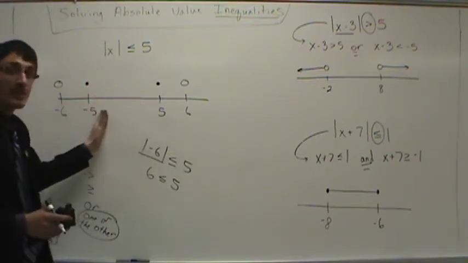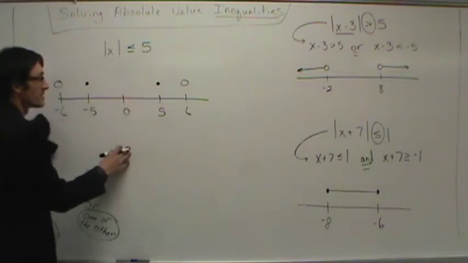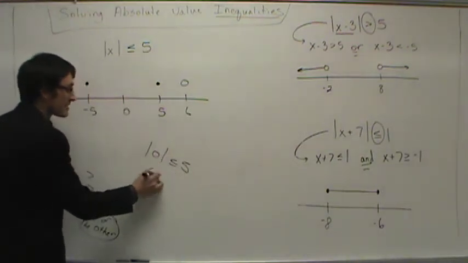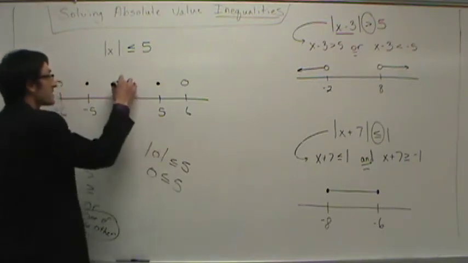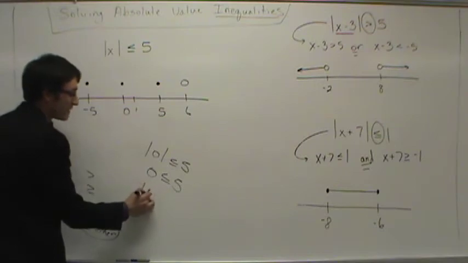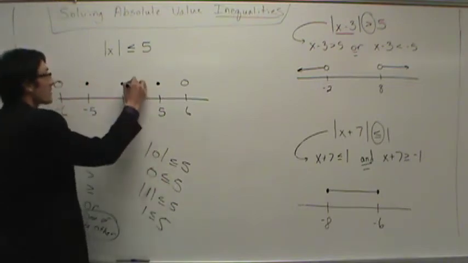Let's look at the numbers between negative 5 and 5. Does 0 work? Yes, it does. Absolute value of 0, is that less than or equal to 5? Yes. 0 is less than or equal to 5. So does 0 work? Yes. Does 1 work? Here's 1. Yes. Is the absolute value of 1 less than or equal to 5? Yes. 1 is less than or equal to 5. 1 works. So put a point here.